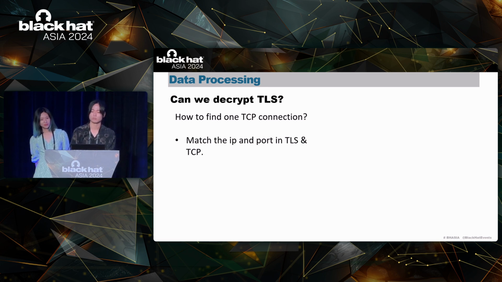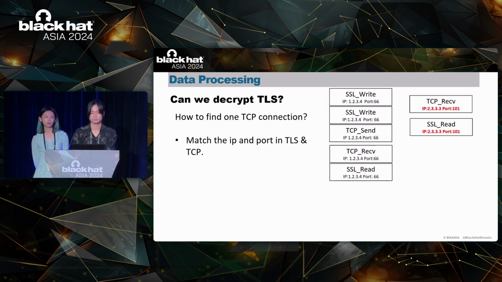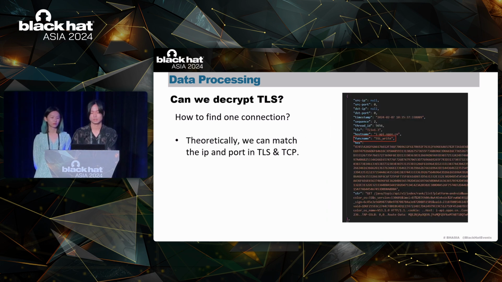So, as far as we know, TCP is a stateful connection. One TCP connection has only one group of IPs and ports. Thus, we can uniquely identify one TCP connection using this group of things. But does our division problem get solved? Theoretically, we can match the IP and port in TLS and TCP.